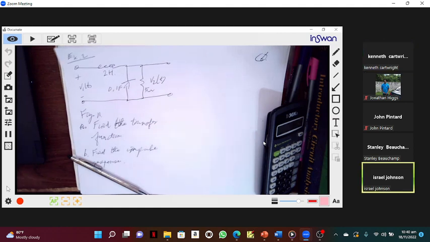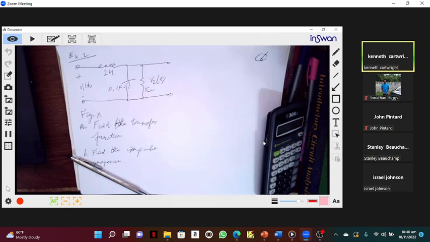Can we redraw the circuit using the Laplace domain? Not can we, we must. That's the very first step we must do. Why? Because we need a diagram that has V2 of S on it, because the transfer function is only defined in the Laplace domain. The transfer function is not defined in the time domain. So let's do that.